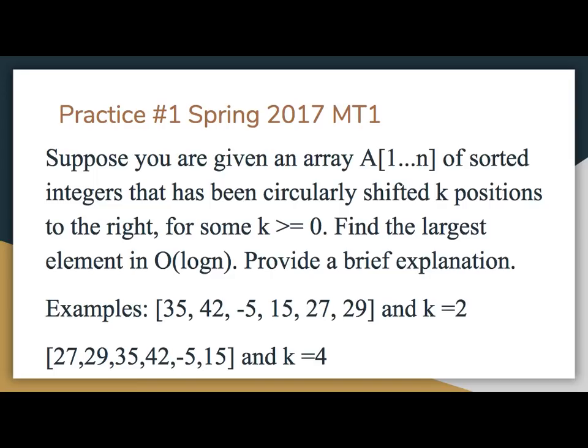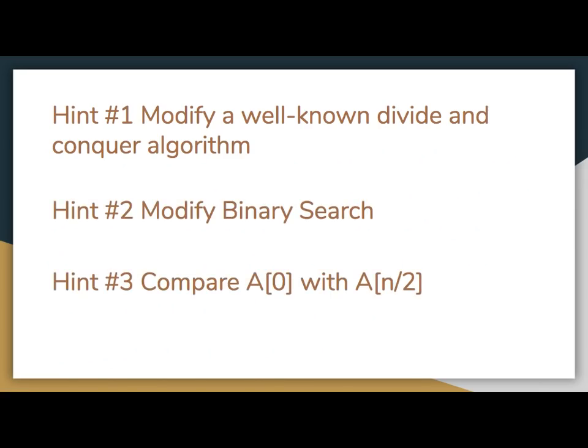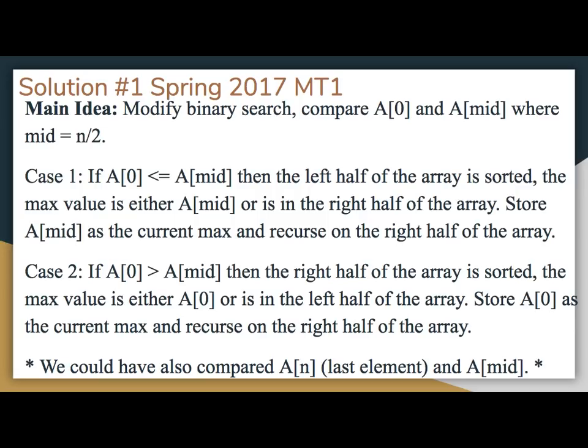Okay, so I think that's it. Those were the 3 hints. Here's the solution. We have 2 cases. Case 1: the first element is less than or equal to the middle element. Then what do we know about the left side? We know that the left side has to be sorted, right? So we know that no matter what, from the 0th element to the mid-1 element, our max cannot be there. Our mid can be the max, but nothing in between the first element and the mid element.